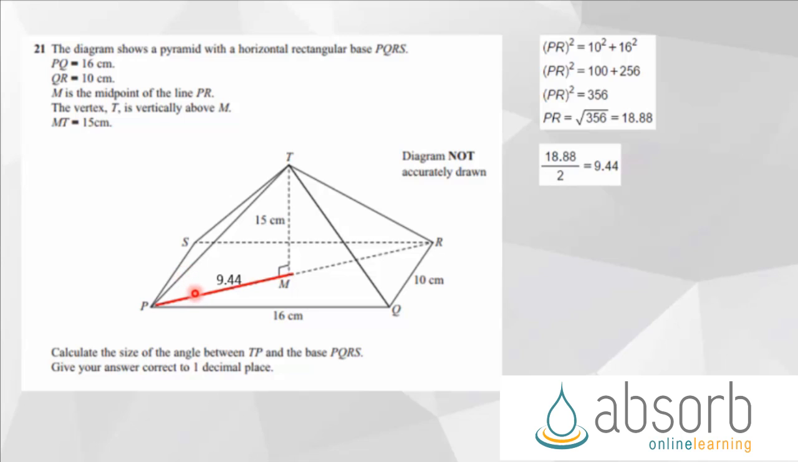As far as this angle is concerned, that's the opposite and this is the adjacent, so we're dealing with tan. If we have a look at the angle between these two lines, then we get it by using tan of the angle is equal to 15 over 9.44, the opposite over the adjacent. You can see that the angle we're looking for, just to emphasize that, is between the hypotenuse and the adjacent side. We do tan to the minus 1 of the 1.59 and we get an answer of 57.8 for this angle.